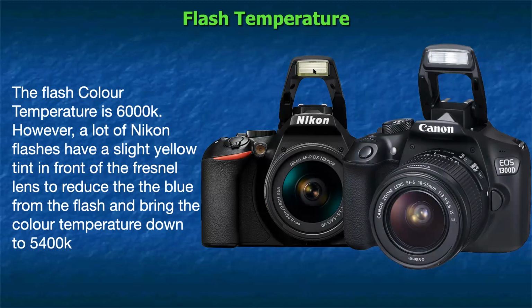This yellow reduces the blue of the flash. So that's why the Canon and the Nikon are both correct, even though they have two different numbers, because Nikon is changing the color by adding yellow to the flash itself. That makes sense?